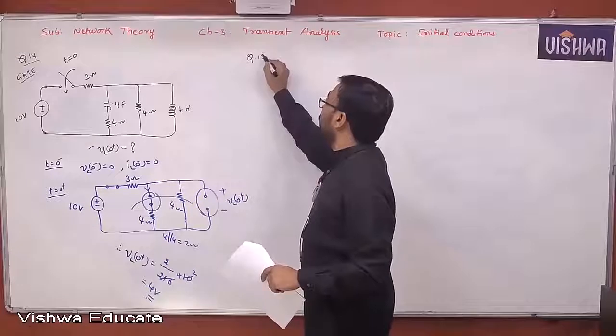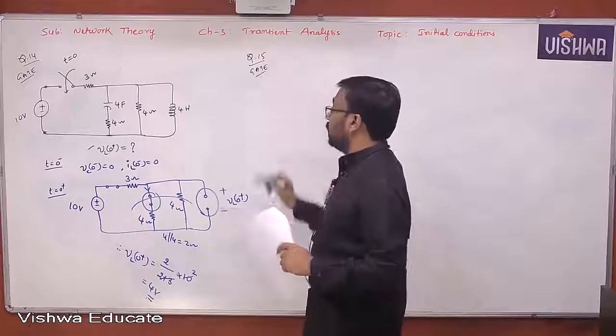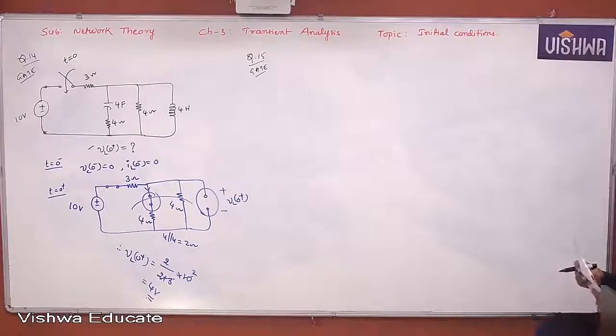Question number 15, which was asked in GATE. It's an interesting problem. Finish that, all of you, quickly. I read the question. Look at the question. In the circuit shown in the following figure, switch SW1 is initially closed, SW2 is open. The inductor L carries a current of 10 amperes and the capacitor is charged to 10 volt with polarities as indicated.